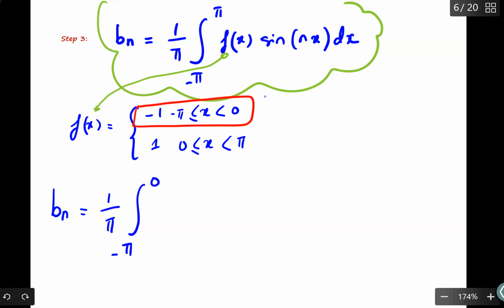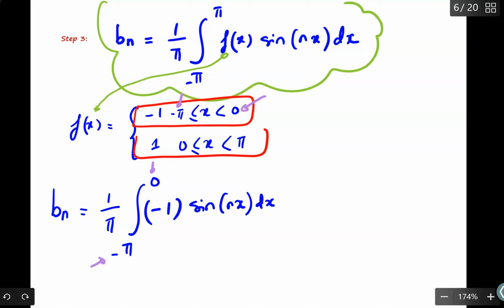Let me point that out to everyone. From negative pi to 0, and this function f(x) is equal to minus 1, so I put in minus 1. And the formula says that I have to multiply by sine of nx dx. Okay. Then I have to take care of the other part of the function as well.